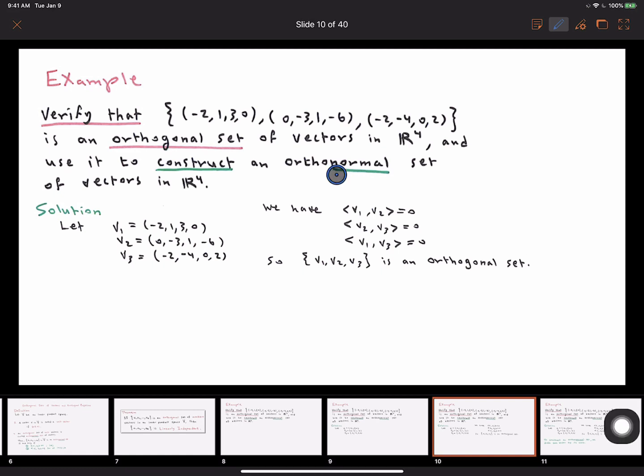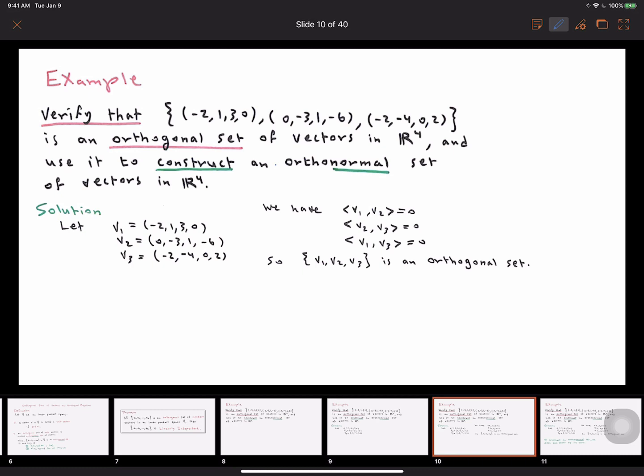Let's take a look at it. So we have negative 2 times 0, that's a 0. 0 at the end times negative 6 at the end, which is 0. Second component 1 times negative 3, which is negative 3. 3 times 1, which is 3. So it's going to end up adding to 0. Same thing for v2 and v3. Same thing for v1 and v3. So v1, v2, v3 as a set is an orthogonal set.